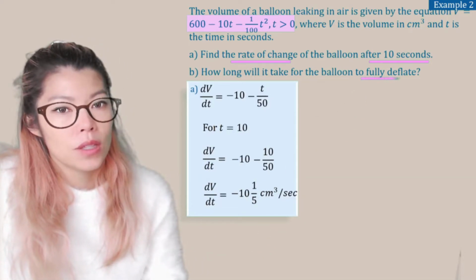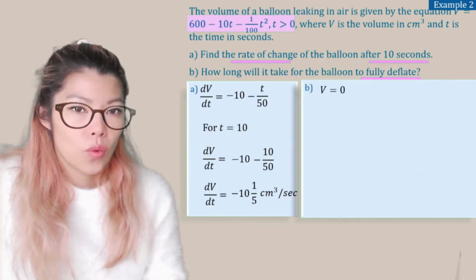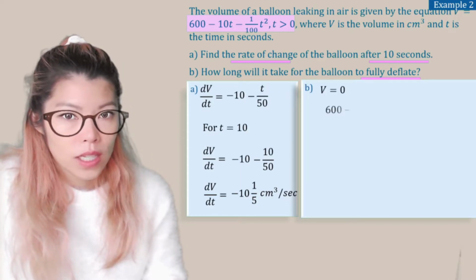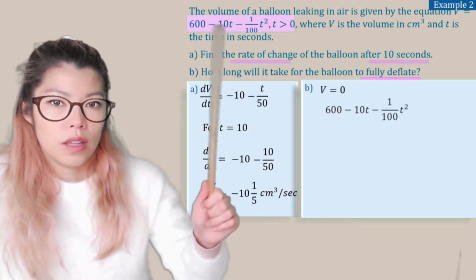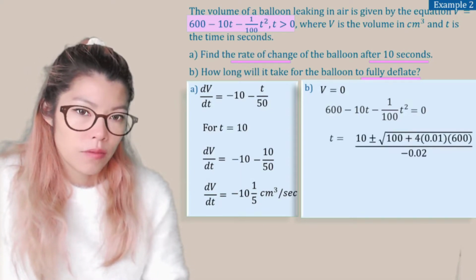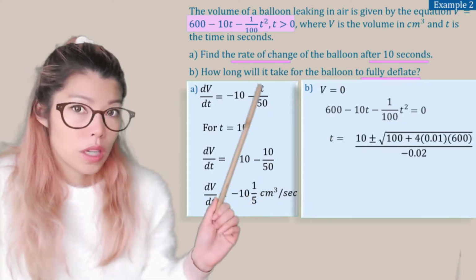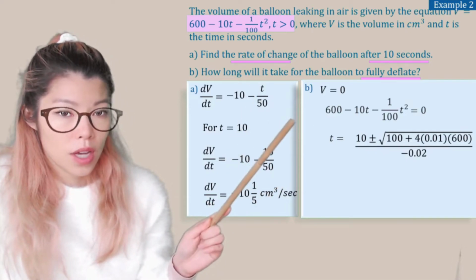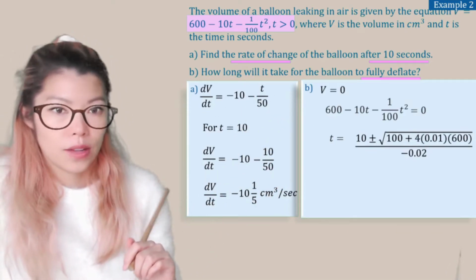Fully deflate means what? It means when V equals 0. So when does V equal 0? Well, let the whole equation equal 0, and then we solve for t. Use the quadratic formula, it will save you time, or use a CAS if you're allowed to use a CAS.